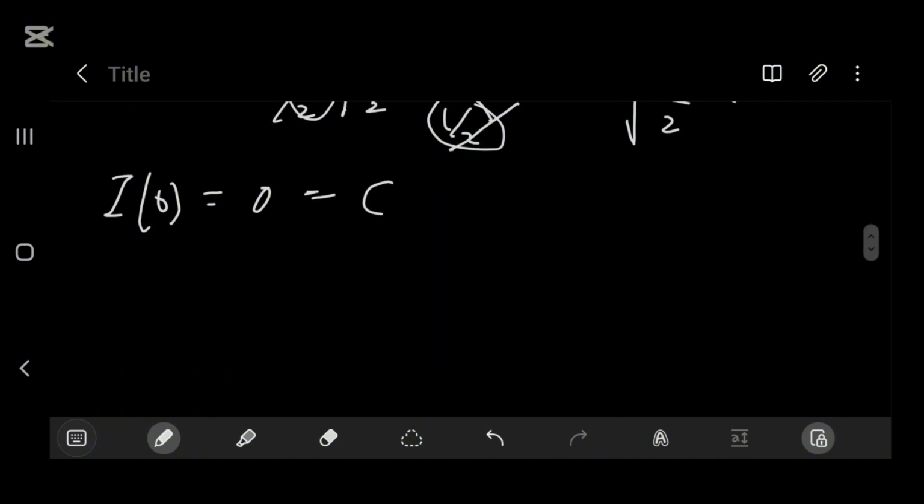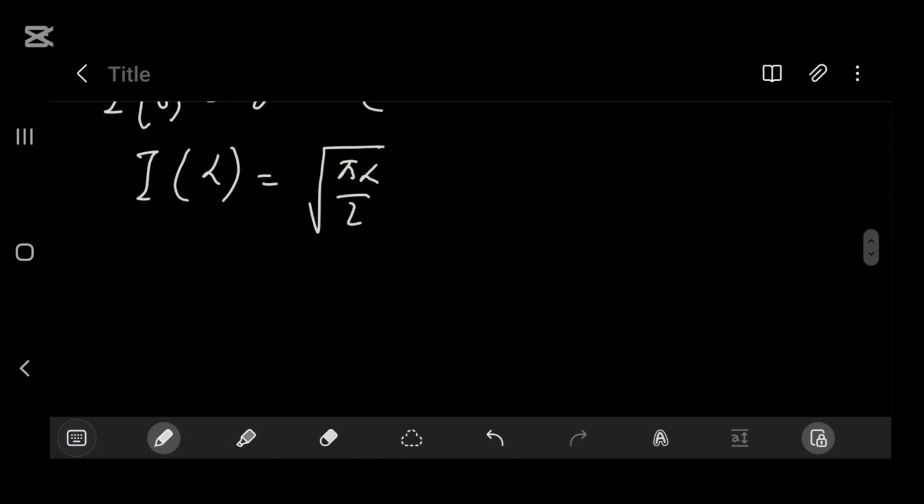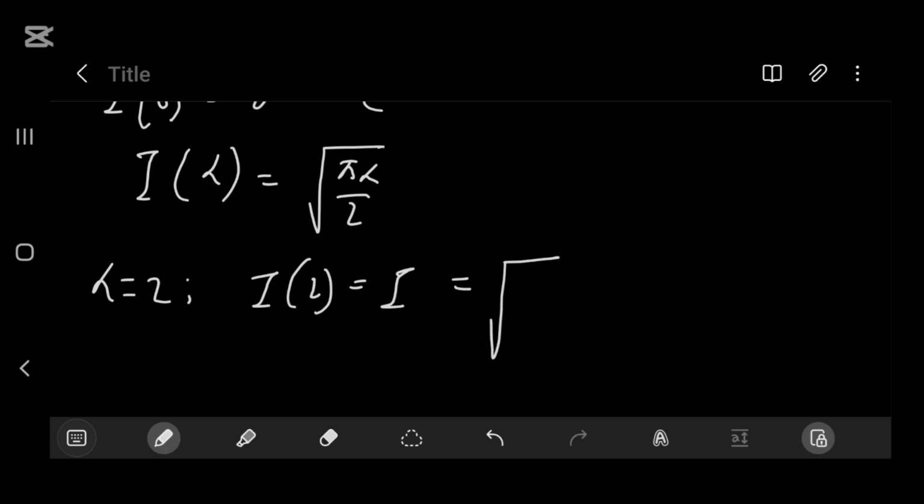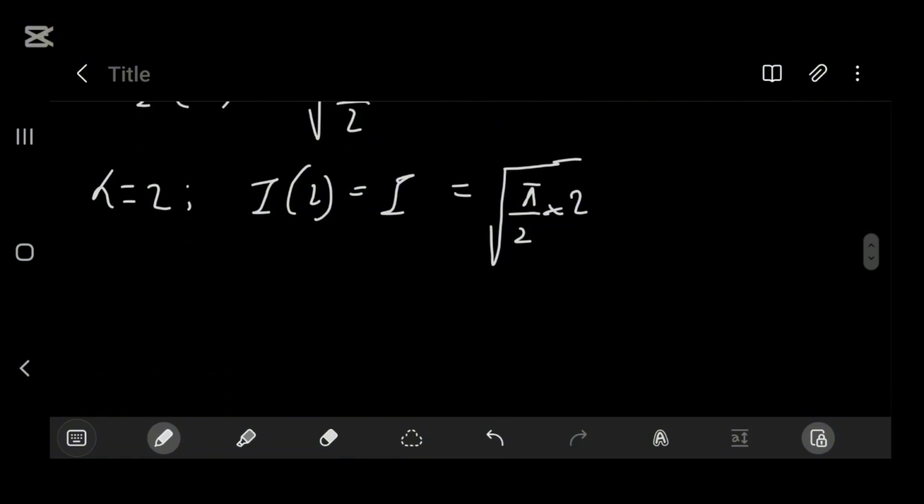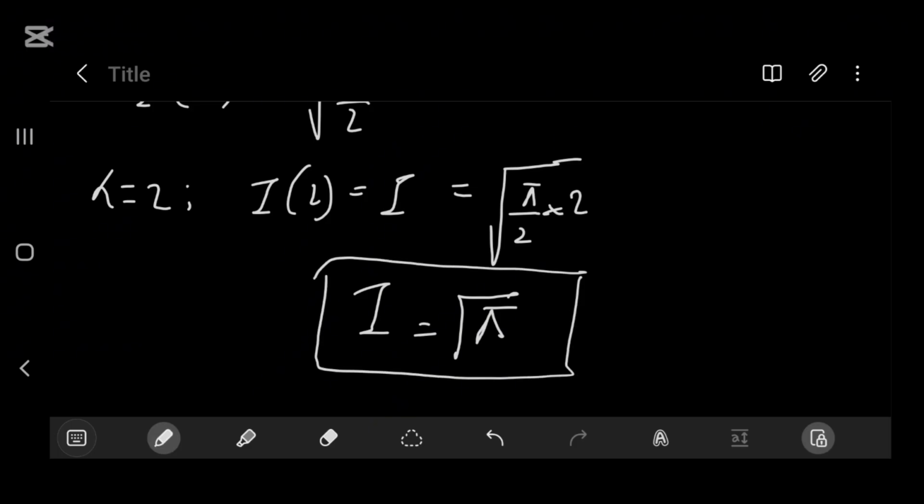So I of alpha now becomes root pi times alpha over 2, and when alpha equals 2 we get the required integral, I of 2, which is actually I. So the required integral becomes root pi times 2 over 2, and the final answer is root pi, which is an incredibly awesome answer.